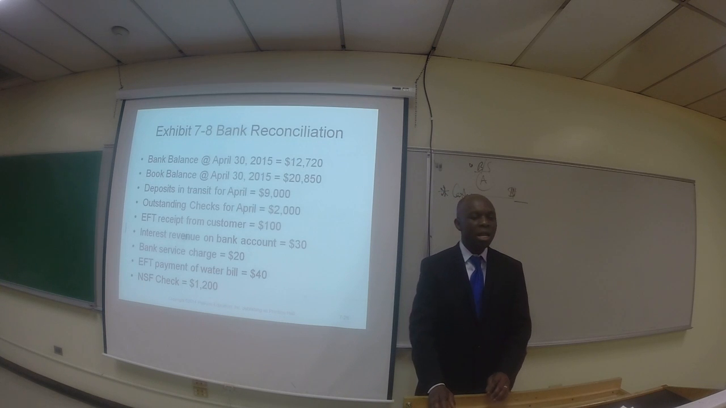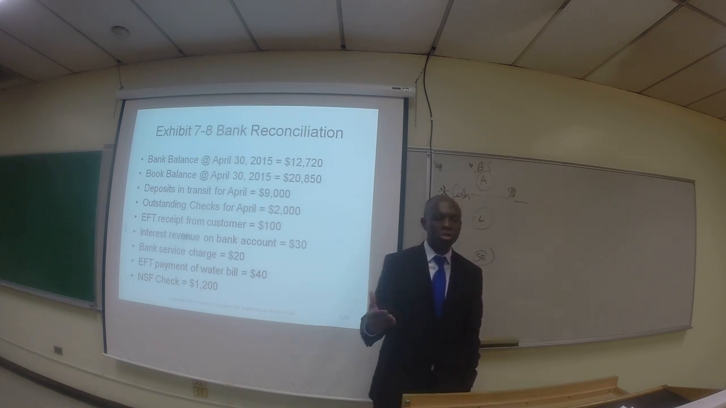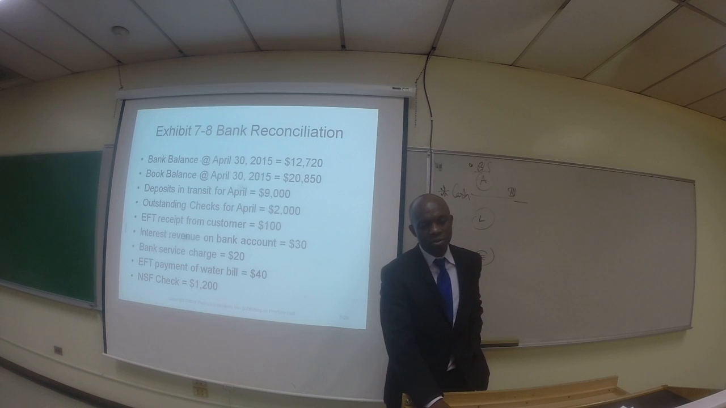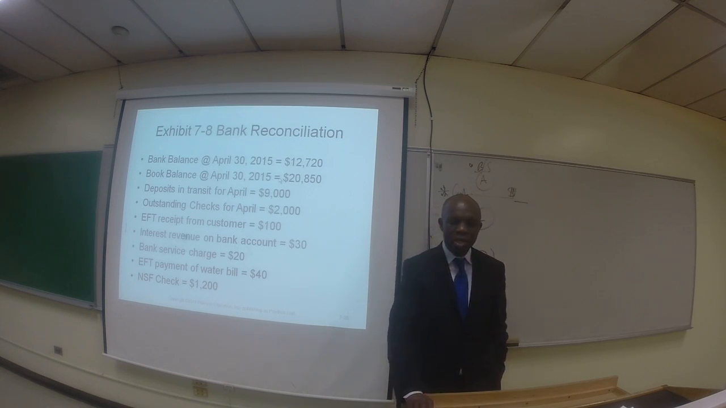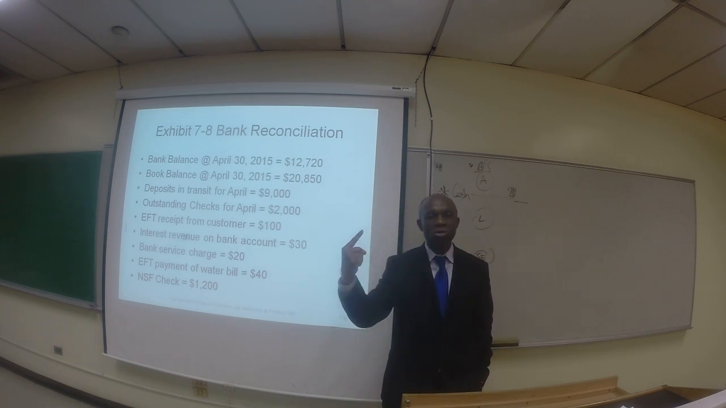Now let's take a look at these facts and use them to perform a very simple bank reconciliation. We did one in part 3 presentation. So here are the facts. The bank balance at the end of the month is 12,720. The book balance at the end of the month is 20,850. Like we indicated earlier, the two balances are different because of the three primary reasons we discussed in part 3. Number one, transactions that we have that the bank does not have, and vice versa. And number three, our error or the bank error.